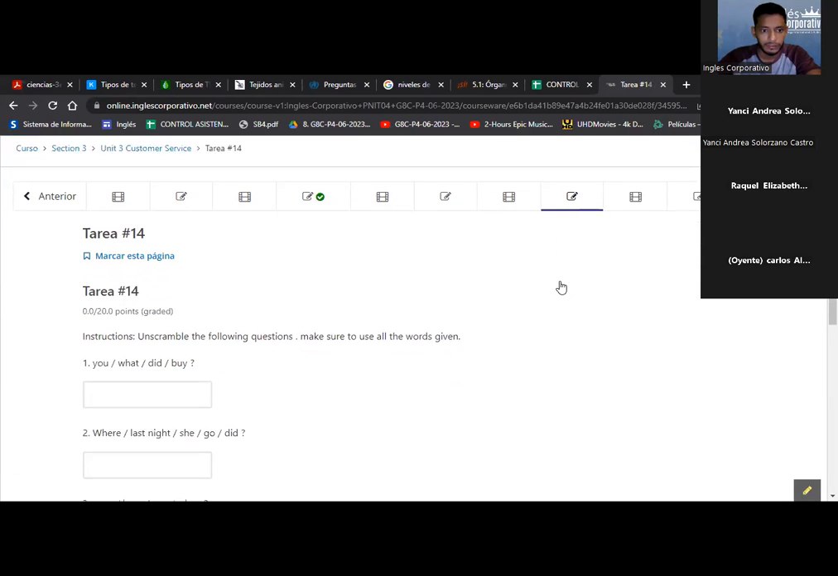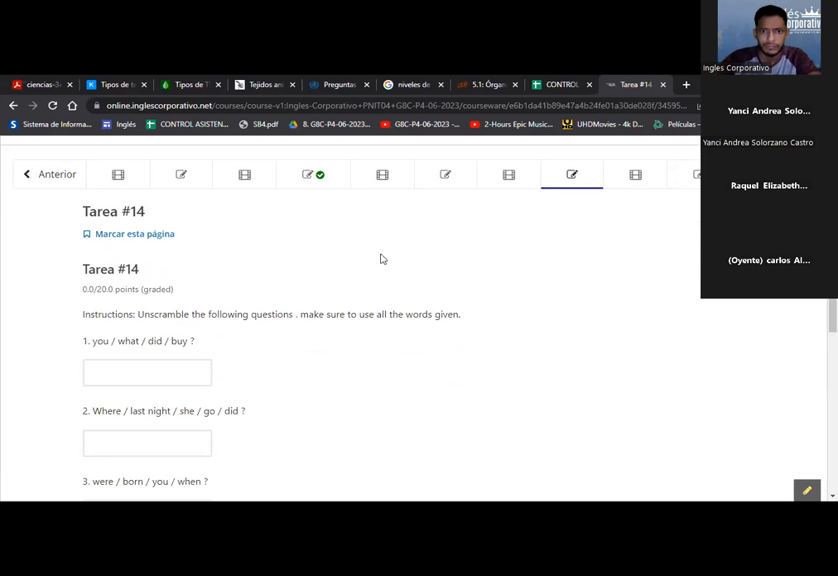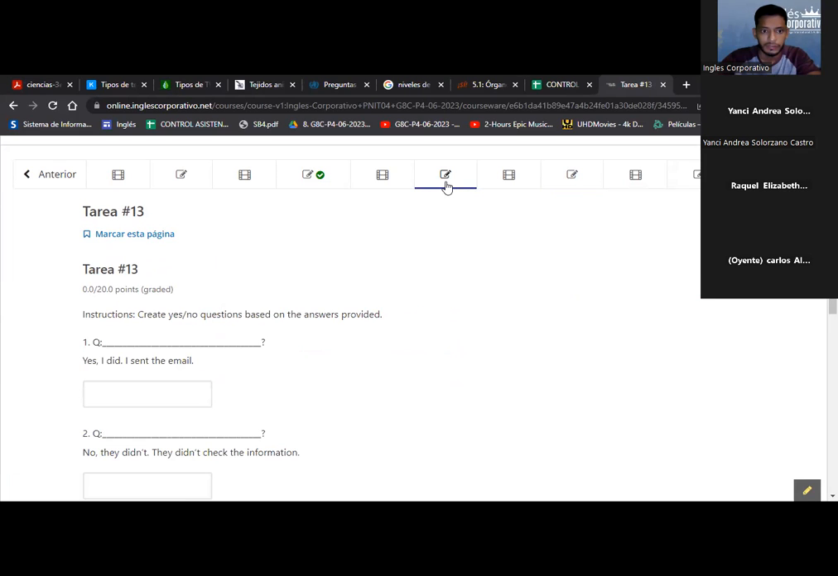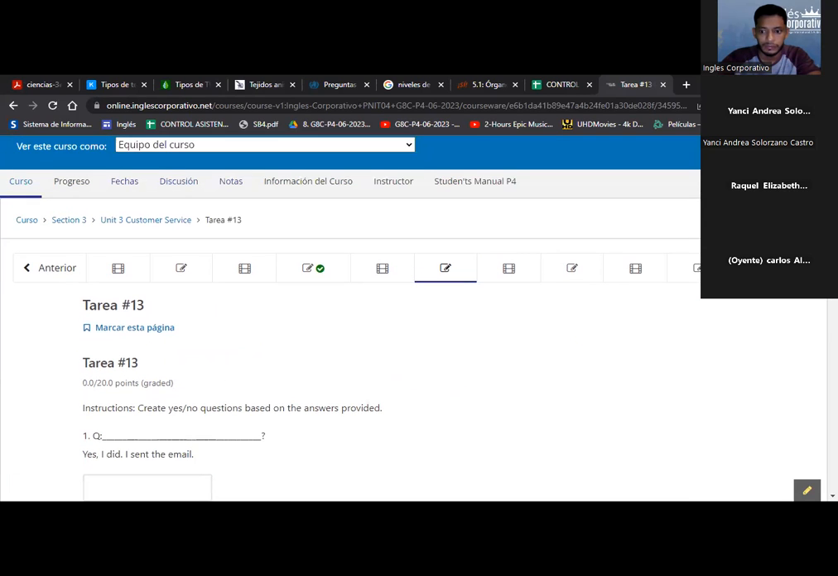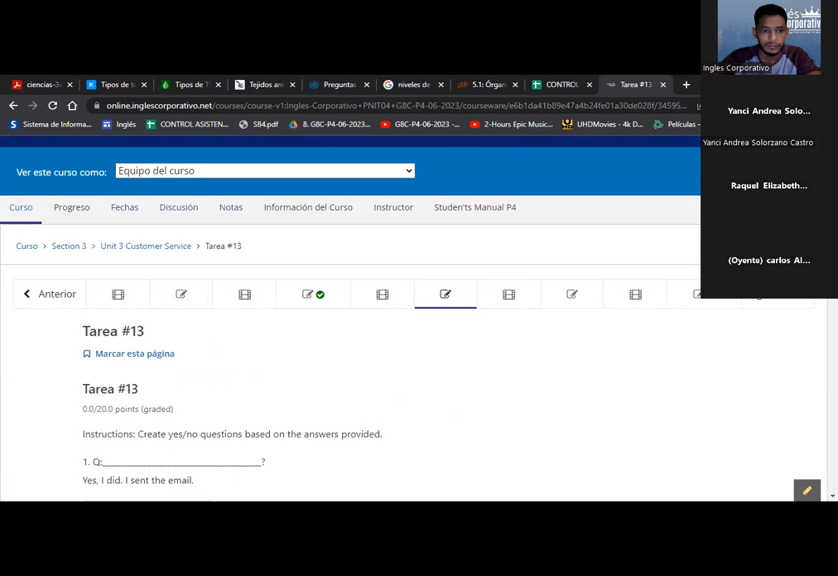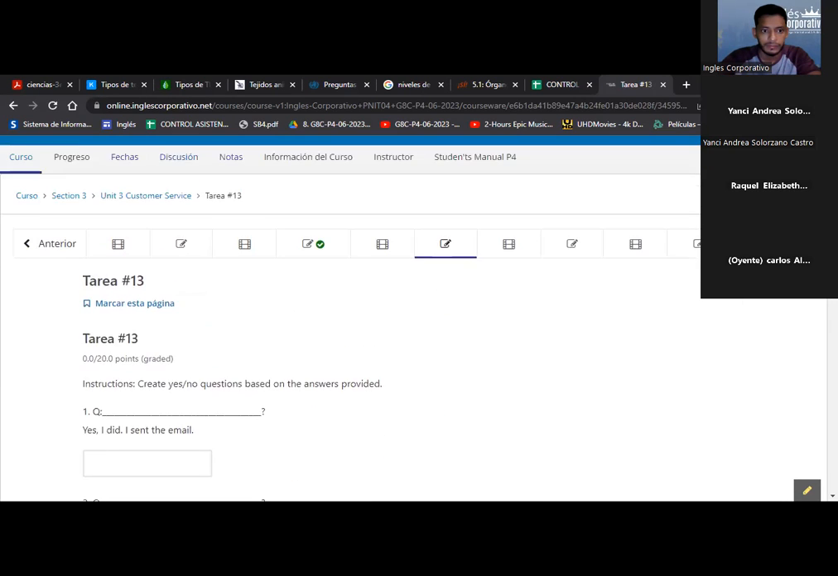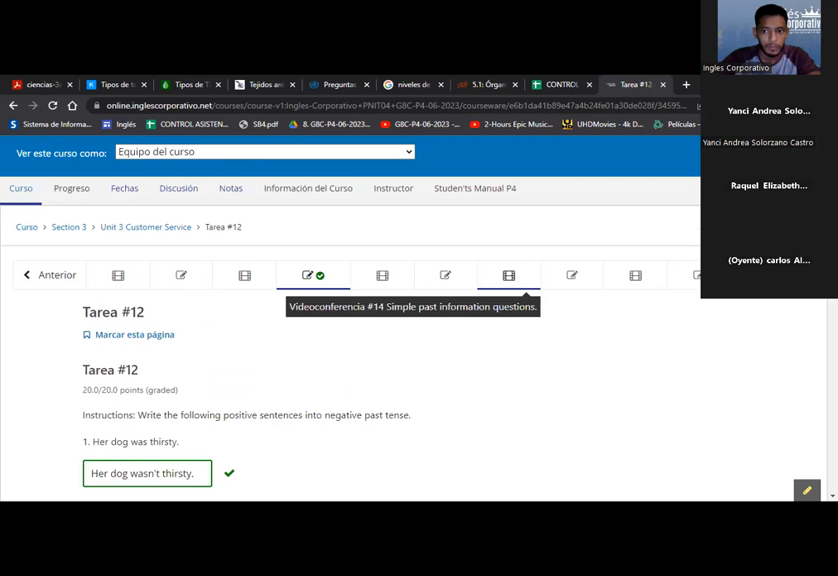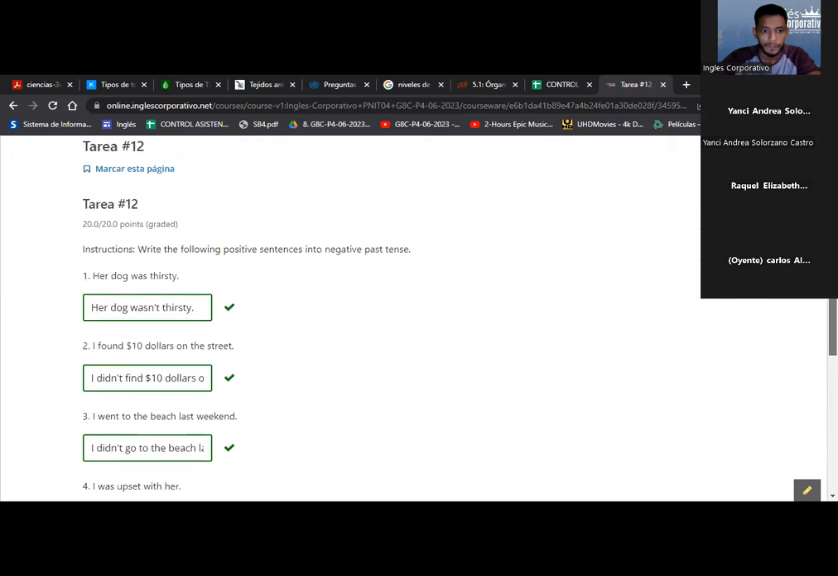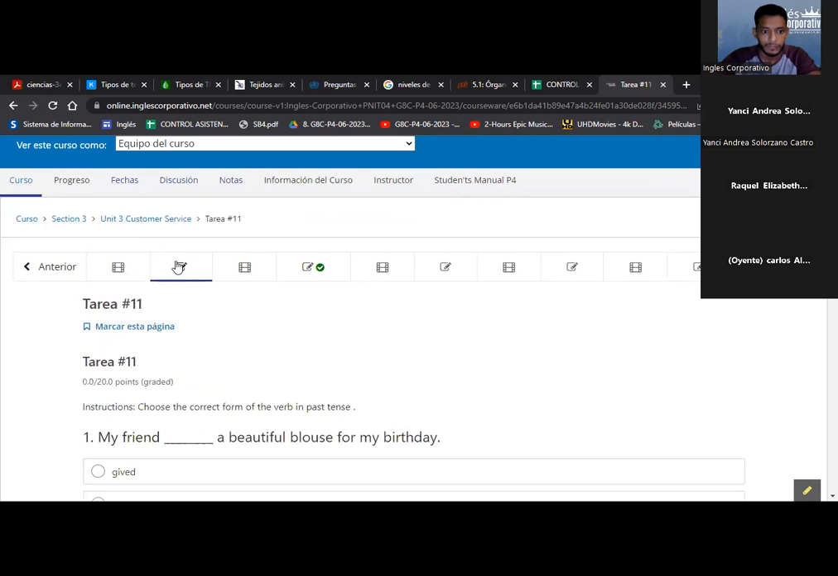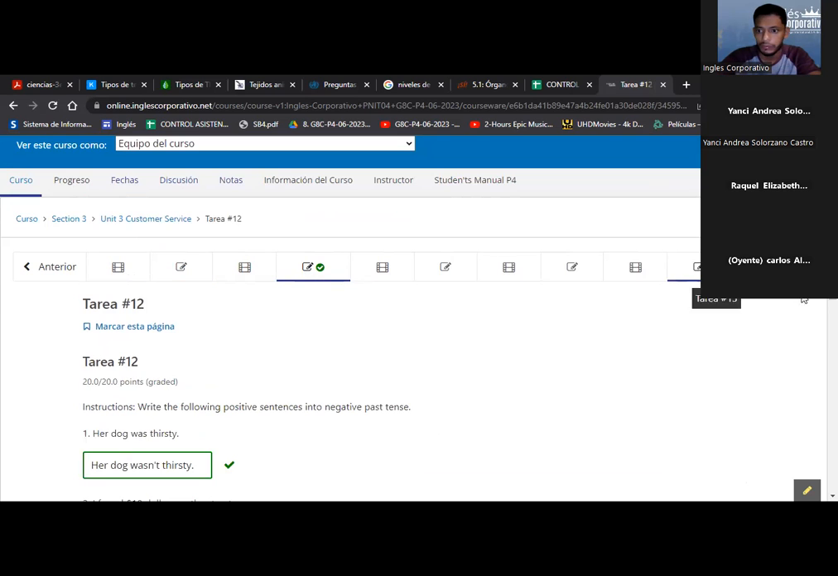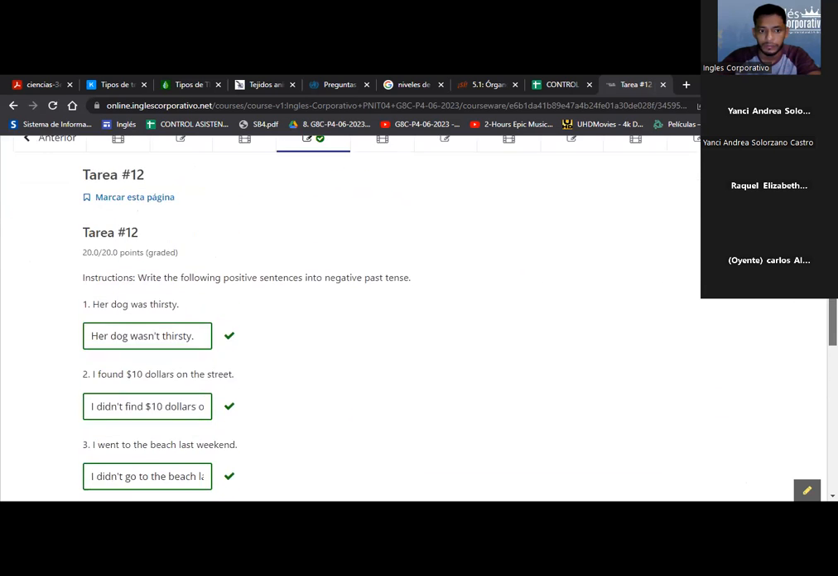¿Y esta? No, pero creo que la tengo por acá. Okay, me avisa para saber cuál es. Sí. A ver. ¿La encontró? No, pero ya casi.